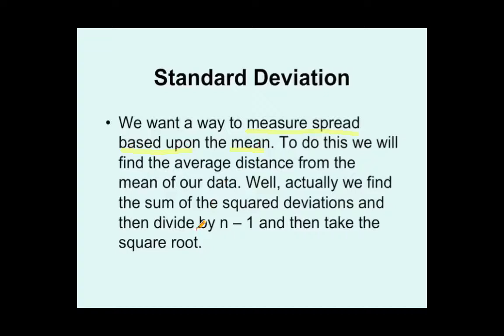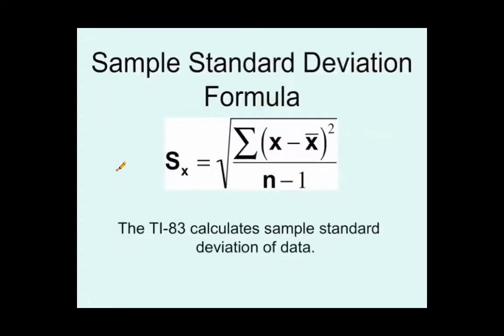Well, in actuality, we don't do that. What we do is we sum the square of the deviations and divide by n minus 1 and then take the square root. But that's for another day. We'll go through the formula, explain why it is what it is, but it's one of those things you kind of have to take on faith at this point. So let me explain what this formula says.